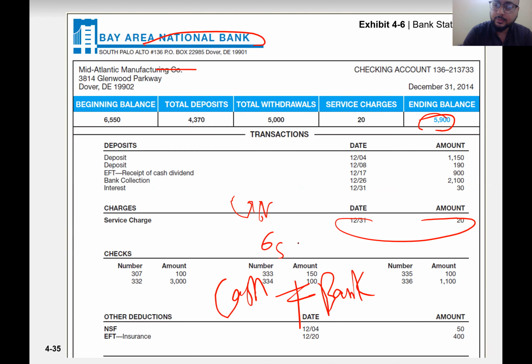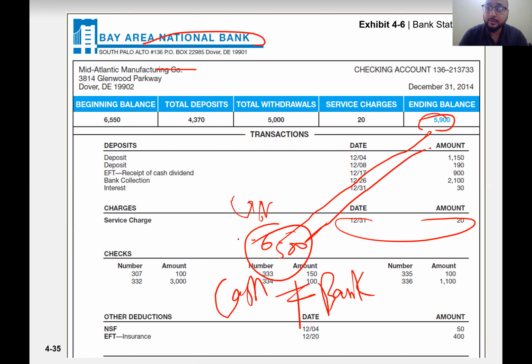It is $6,500. According to you, your bank should have $6,500, but the bank shows that we have $5,900. So is this a fraud? No, because of service charges, which you don't know. We didn't include service charges here. We don't know that. We write down the checks, customers give us a check and we present it to the bank. It takes 3 days to clear.